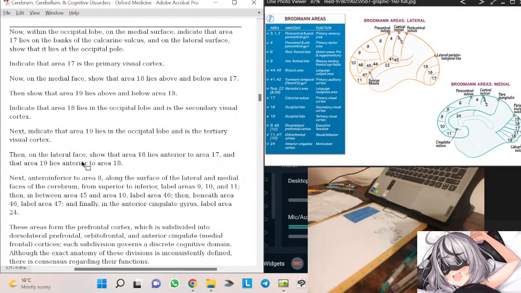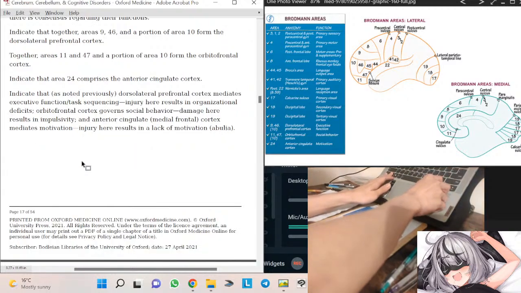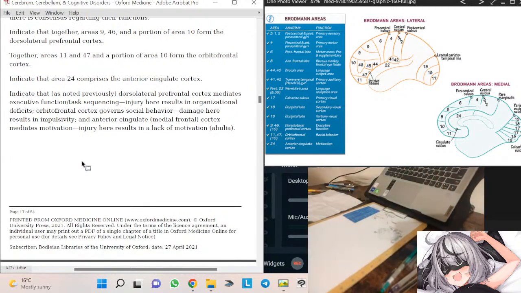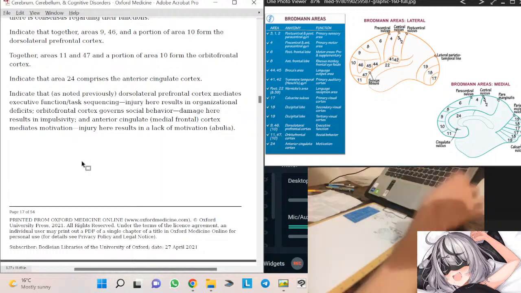Each subdivision governs a discrete cognitive domain. Although the exact anatomy of this division is inconsistently defined, there is consensus regarding their functions. Indicated together, areas 9, 46, and a portion of area 10 form the dorsolateral prefrontal cortex. Together, areas 11 and 47 and a portion of area 10 form the orbitofrontal cortex. Indicate that area 24 comprises the anterior cingulate cortex.